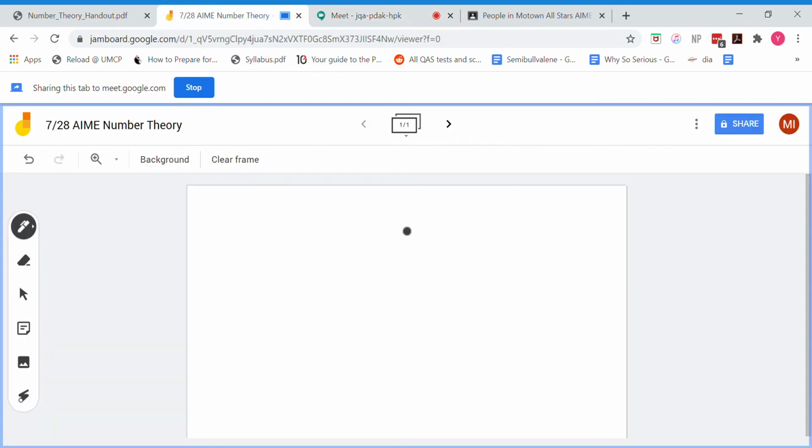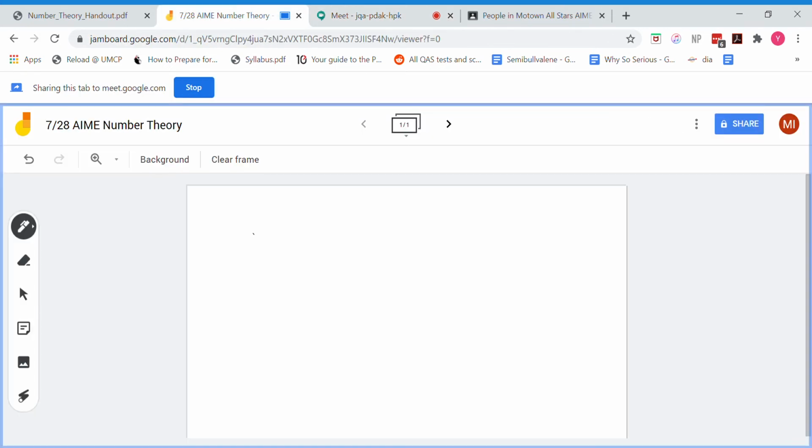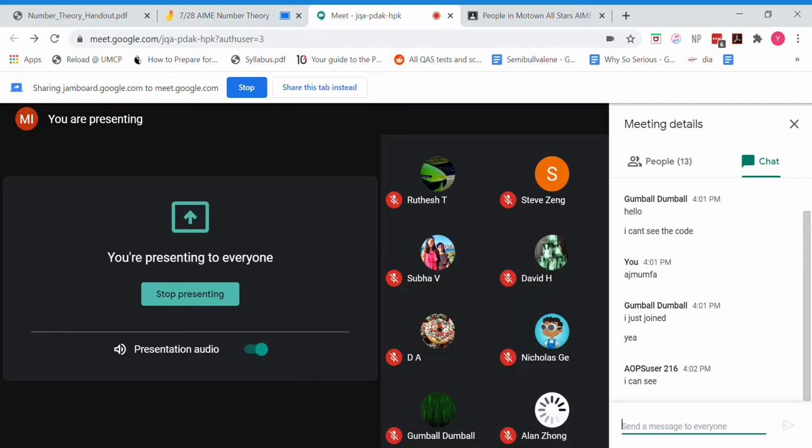Alright, okay. So today we're going to be going over number theory. So let's start with inverses, modular inverses. I'm sure you guys know this, but just as a quick review, A mod B is the remainder when A is divided by B, right? Are you guys familiar with this modular arithmetic?